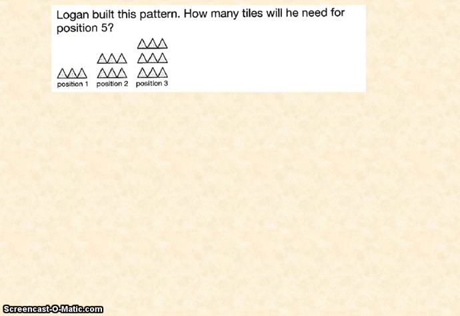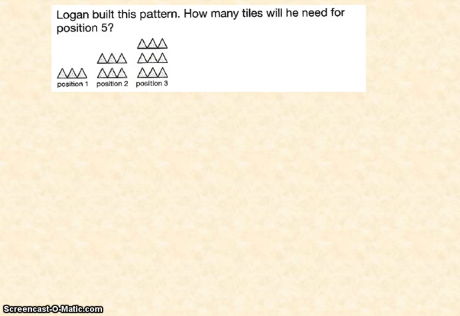So let's look at what we've got here. Logan built this pattern. How many tiles will he need for position 5? If we look at the data we're given here, in position 1 we have 3 tiles. Position 2 looks like we have another 3 on top of the other 3, so we've got a total of 6. And as you can see in the third one, it's increasing another 3. So in position 1, it's 3, position 2 is 6, and position 3 is 9.